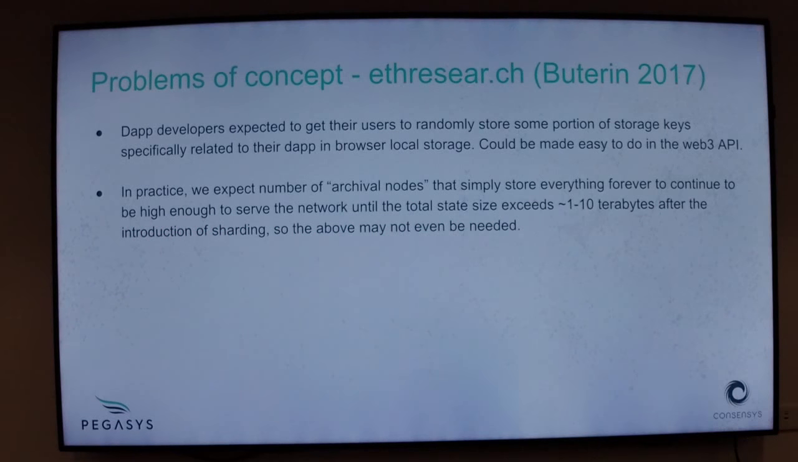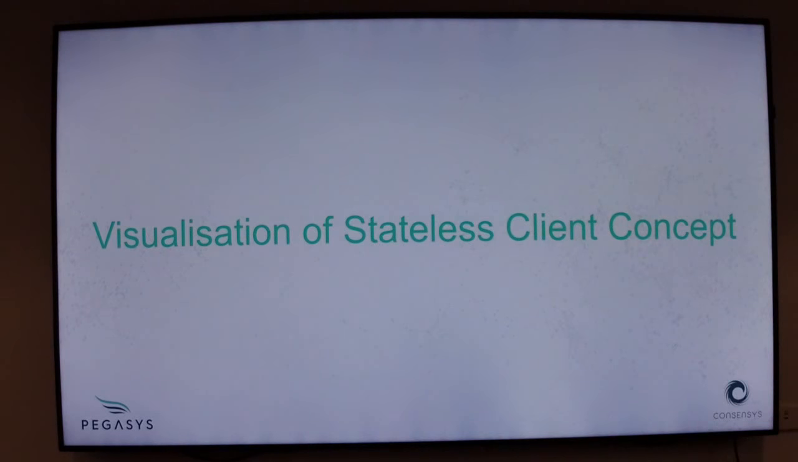In practice, we expect the number of these archival nodes that simply store everything forever to continue to be high enough to serve the network until the total size exceeds about 1 to 10 terabytes after the introduction of sharding. So the above may not even be needed. So, I don't know, maybe that's why they're not really looking at that anymore.